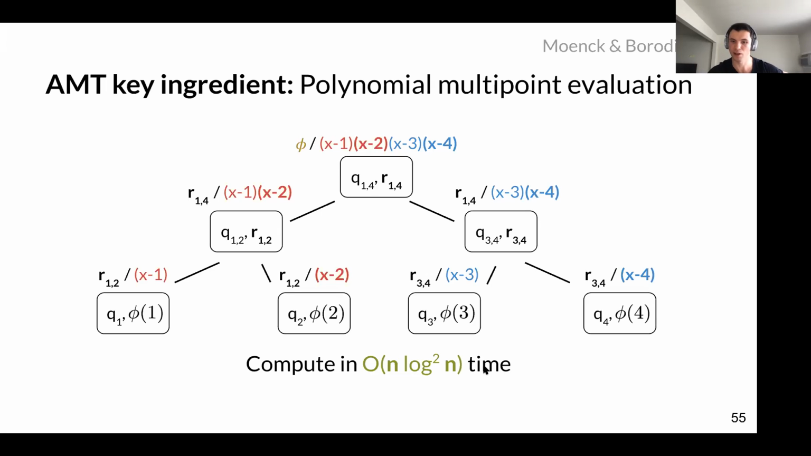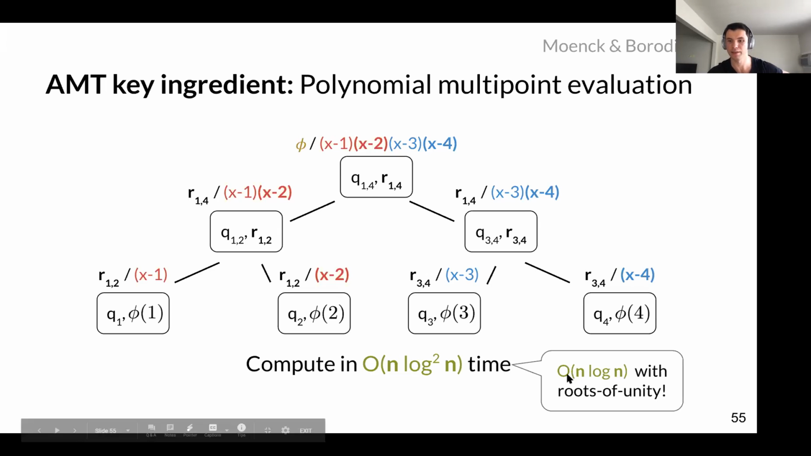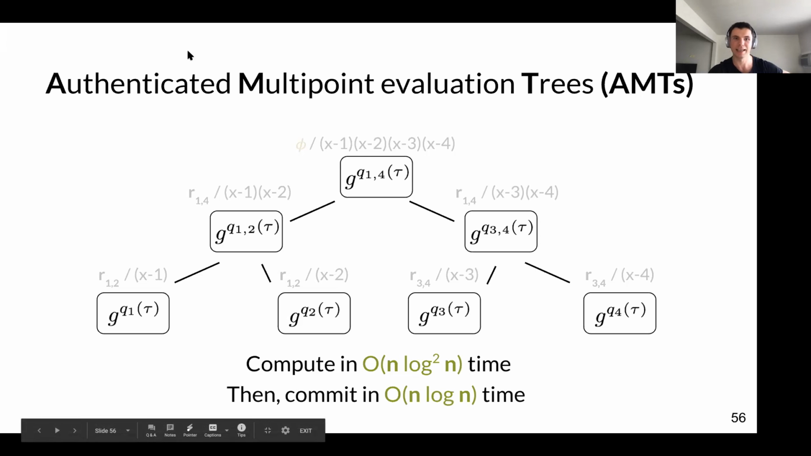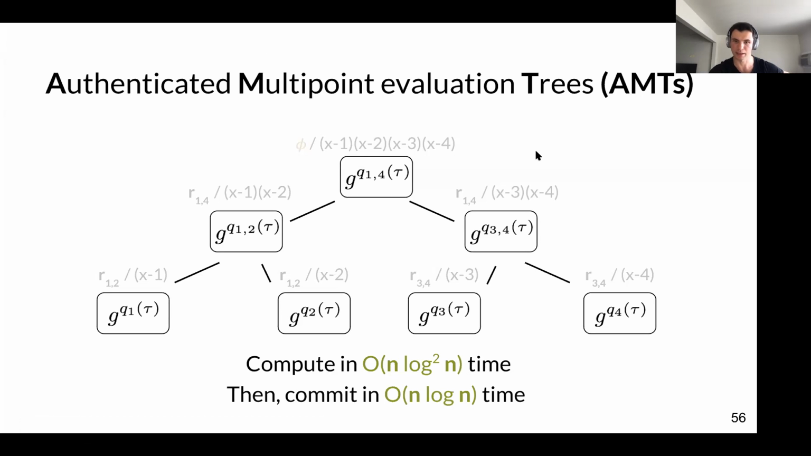And you can compute this in n log squared n time. And if you're careful about how you choose these points, you can also do it in n log n time. And next, what we do is we commit to the quotients in this tree using the KZG commitment scheme. So this looks like a quotient polynomial evaluated at a trapdoor tau, and you raise G to that. Again, I'm not going to go into details how that works, but it's a 32-byte commitment at each node. And I can compute this commitment in n log n time, and I get an AMT that way.